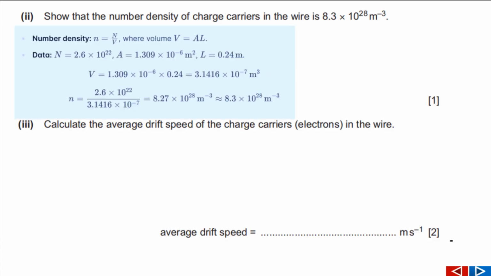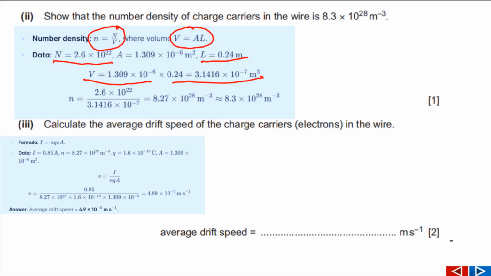And here we need to calculate the number density of charge carriers in a wire. Number density, you need to understand, is equal to the number of charge carriers per unit volume. And volume is equal to A times L, meaning cross-sectional area times length of the wire. We are treating the wire as a cylinder in this case. So the value of N is given, A is given to us, L is given. So we can find the volume. So volume is equal to AL. We have the volume, we have N, just divide and you will get the answer.